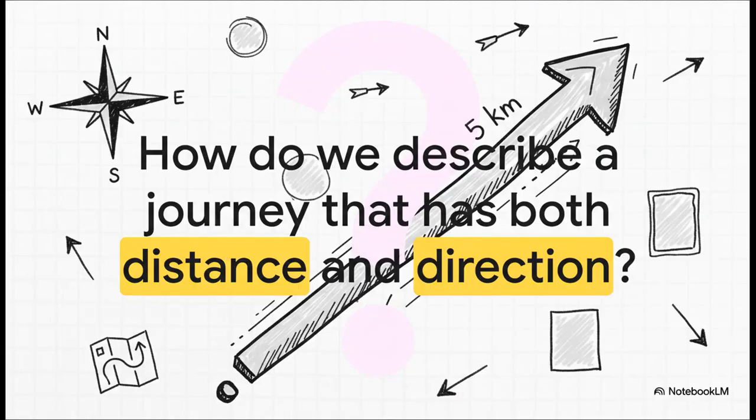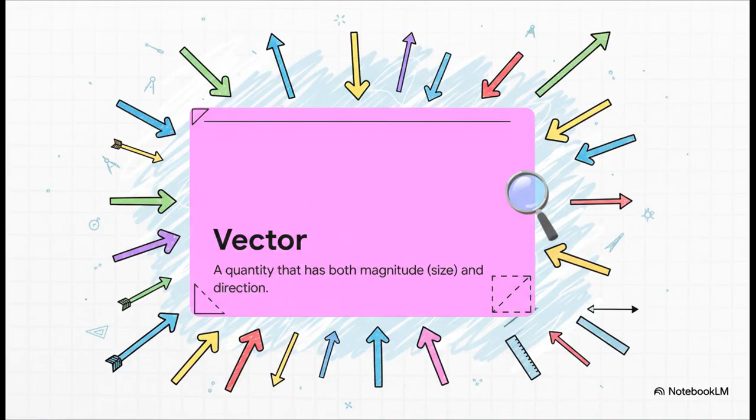So let's start with a really simple question. Imagine you walk 5 kilometers, okay? That's just a distance. But what if I told you to walk 5 kilometers northeast? All of a sudden, you need more than just a number. So how do you actually describe that? How do you package up both of those things, distance and direction, into one neat little instruction? Well, the answer is a vector.